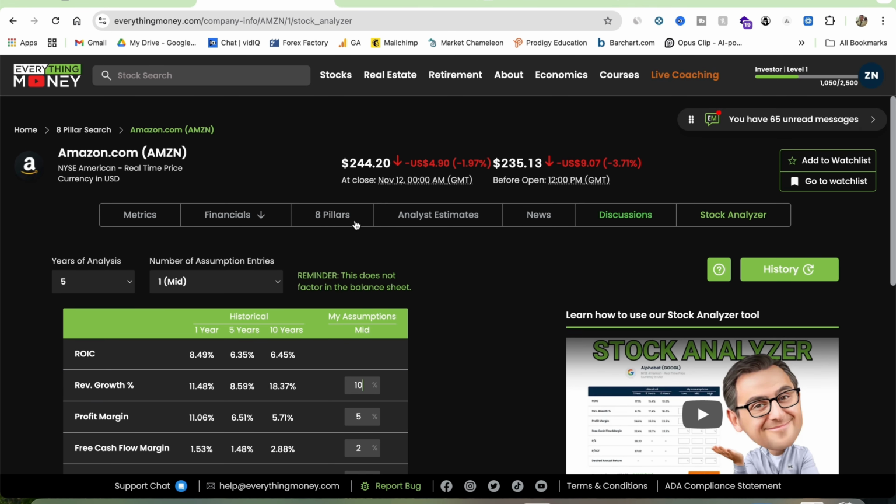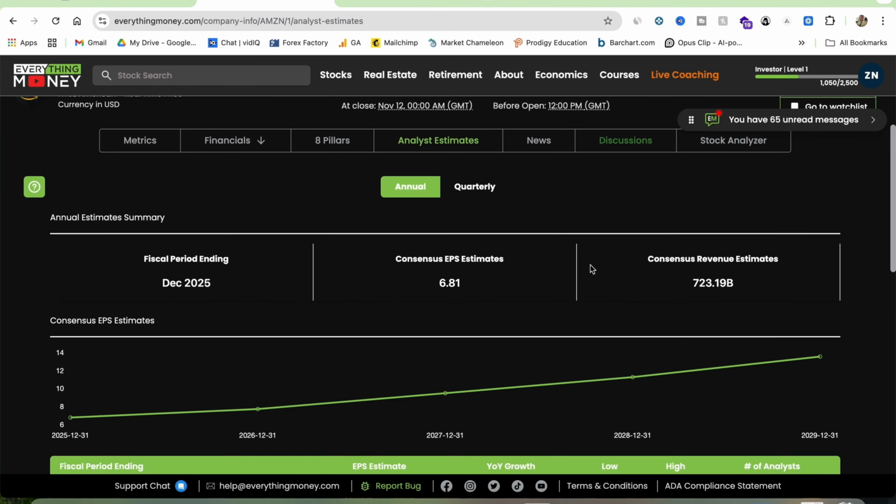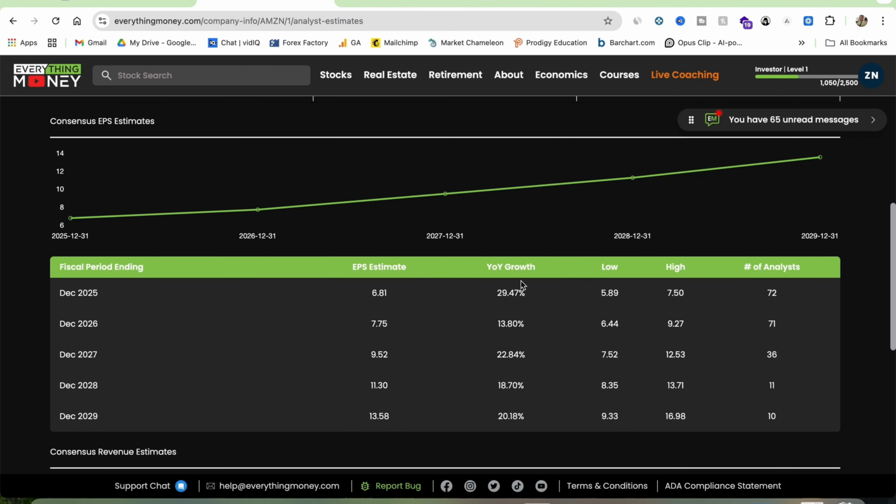What Everything Money does is they've got a tab called Analyst Estimates, which basically tells you what the year-over-year growth is for the next 5 years. Now, again, you can eyeball this and work out what that average is going to net out, or you can calculate it. I just look at it here. So you've got the highest at 30% with the lowest at 20, ranging probably around 17 to 20% on average.